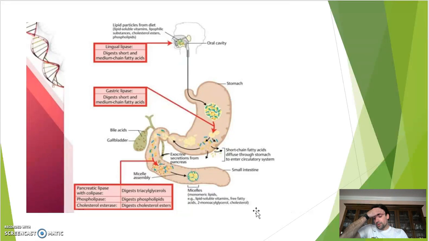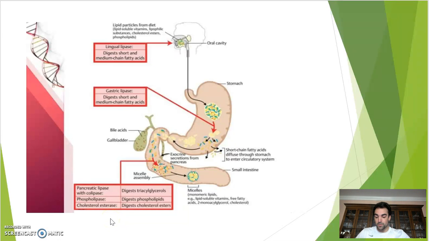Here we have a slide discussing all the enzymes involved in fat absorption. Like we said, it is a relatively complicated process involving many steps and enzymes. And so, starting from top to bottom, we talked about lingual lipase starting to digest the fat in the mouth. We have gastric lipase, which is in the stomach. And we have the pancreatic lipase along with colipase.